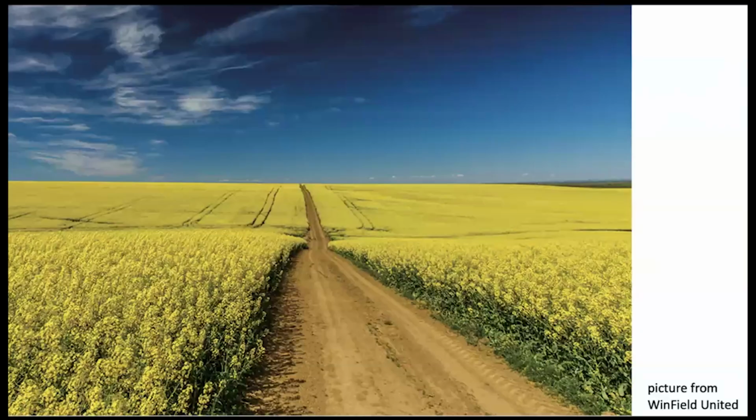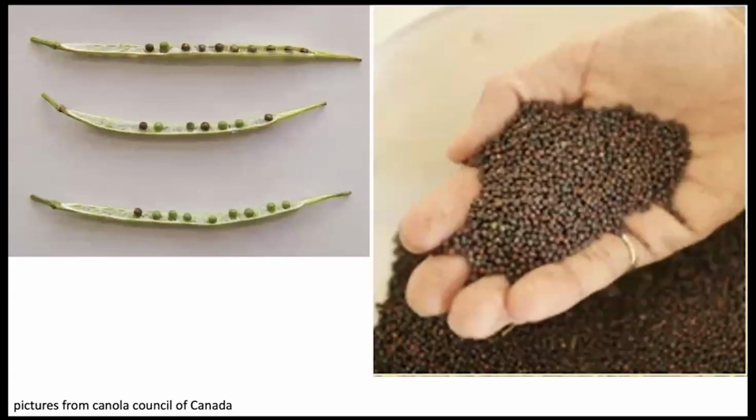So when we talk about canola, if you've never seen canola before, this is what a canola field looks like. It's a really pretty crop out there. These are actually the canola seeds. You can see the seed pod, and then you can see the tiny little seeds that are in there.